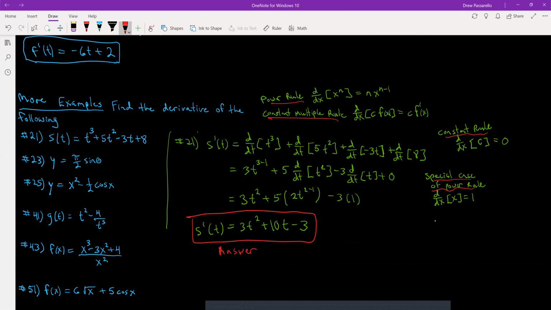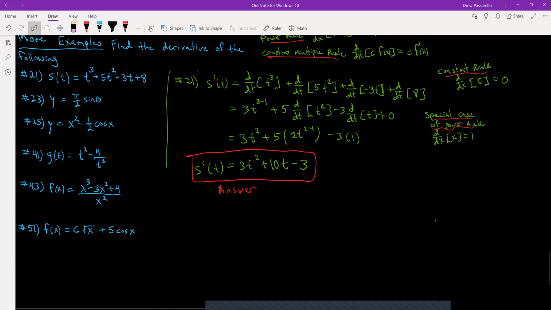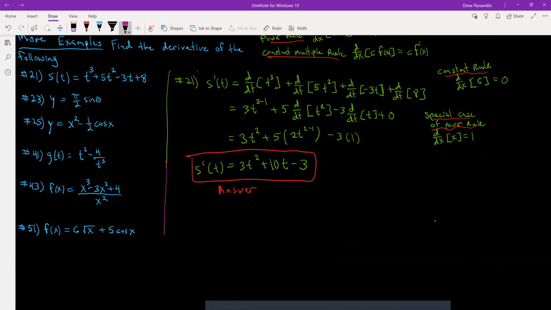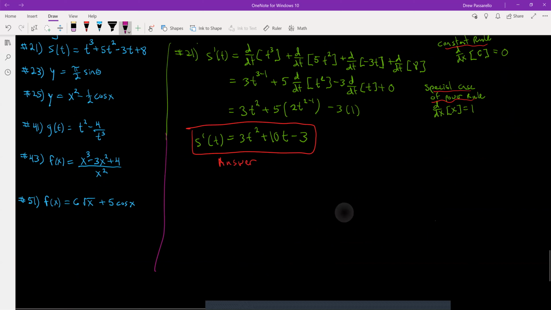Now I'm going to do the problem over again, but this time I'll do it quicker, and this is how I normally would do it, what I'm about to do. So I'll write the original problem.